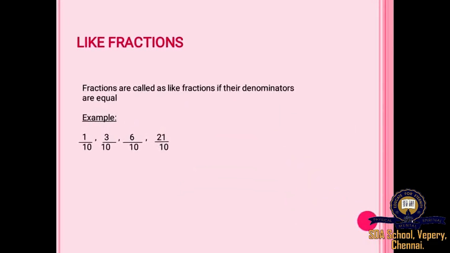We know what are like fractions. Fractions are called as like fractions if the denominators are equal. Example, 1 by 10, 3 by 10, 6 by 10, 21 by 10. So in all these fractions, the denominators are equal. Therefore, they are called as like fractions. Now we will see how to add like fractions.